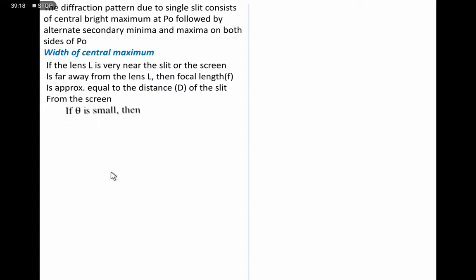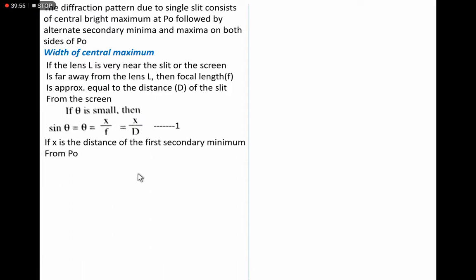Then theta is small. We'll write sine theta as theta, and x by f, between the central maxima and the first minima. This distance is x, and the distance from the lens to the screen is the focal length f. So we'll write x by D because f is equal to D. This is equation 1. Here x is the distance between the central maxima and the first minima.